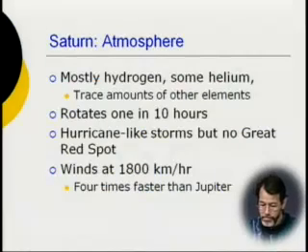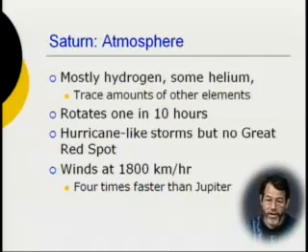Saturn's atmosphere. Similar to Jupiter's atmosphere, it is mostly hydrogen and helium, with trace amounts of other elements. Saturn also rotates quickly, once in 10 hours. There are hurricane-like storms, but there's no Great Red Spot. I don't believe there are any red spots that have ever been seen on Saturn, but there are white spots. Some of the winds on Saturn are unusually strong. They're 1,800 kilometers per hour. That's well beyond hurricane status here on Earth, although they would be much thinner higher up, and that's four times even faster than Jupiter.